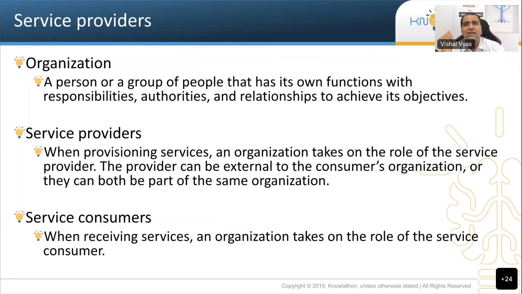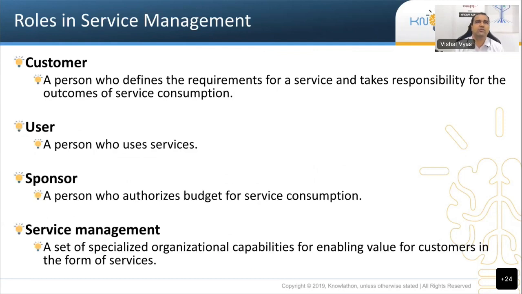There are some differentiated roles. There are some roles inside service consumer. So when I say service consumer, it has different roles. In service consumer, a role can be a customer, the person who defines the requirement and takes the responsibility for the outcome of consumption. You can be a user, a person who uses the service, or sponsor, the person who authorizes the budget for service consumption, the one who pays for it, the one who authorizes the budget.